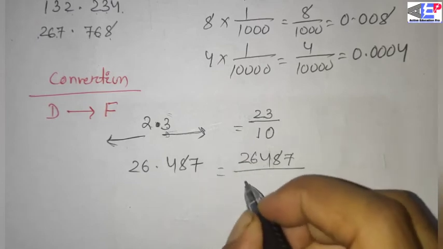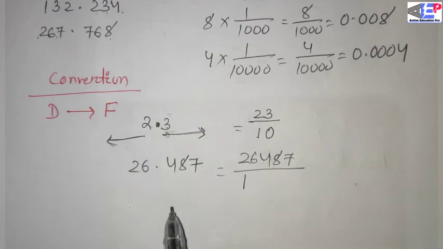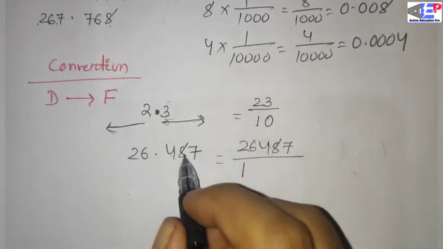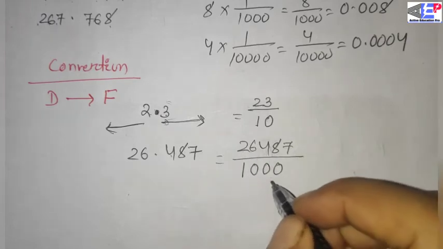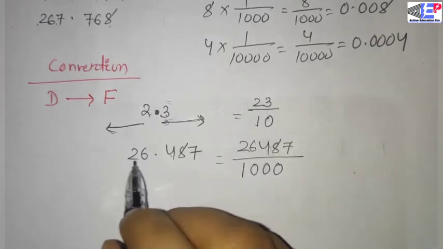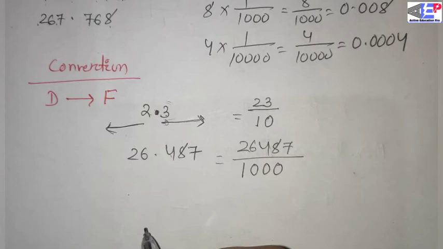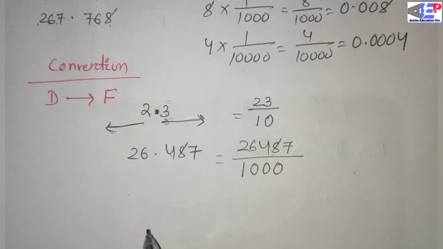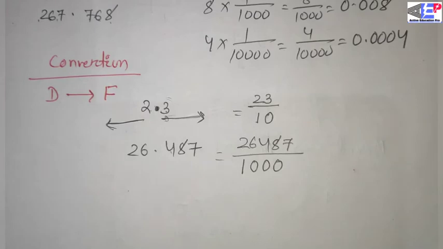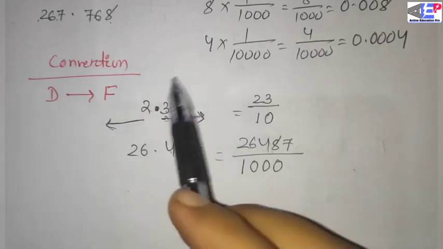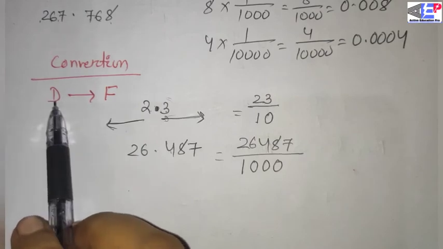26,487 upon 1. How many places are there after the decimal point? 1, 2, 3. So this is the fractional form of this decimal number. This is known as conversion, conversion from decimal to fraction. In my last video we have already discussed fractions. So here we convert from a decimal number to a fractional number.